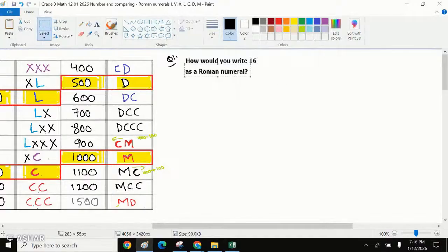Okay, 16 would mean, see, let's remember something. We know that V was 5, X was 10, right? So can I say that 16 should be equal to 10 plus 5 plus 1, right?